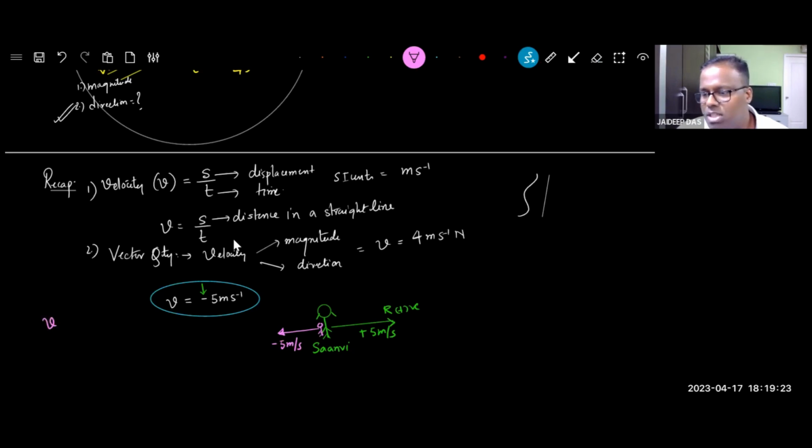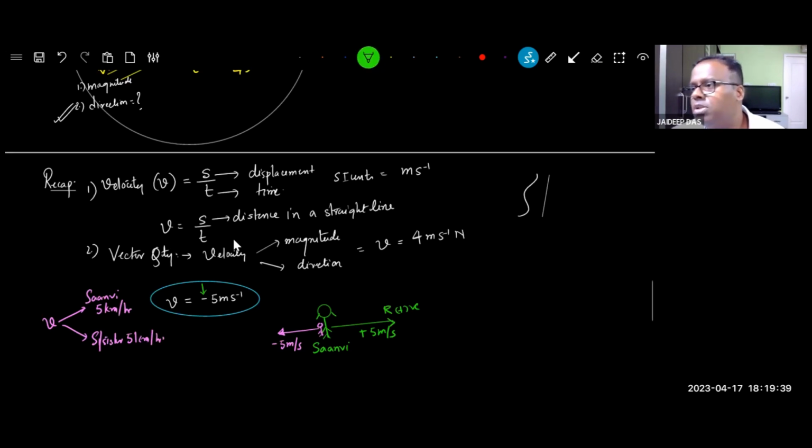Again, velocity has got two parts. Let's see this. This was Sanvi. So her magnitude was 5 kilometers per hour. This is Sanvi's sister. Okay, what is her magnitude? Again, 5 kilometers per hour. Now let's talk about the direction. The direction was Sanvi traveled east, but her sister traveled west. That's why if I combine these two, I will say her sister traveled with -5 kilometers per hour and she traveled with +5 kilometers per hour. Vectors.